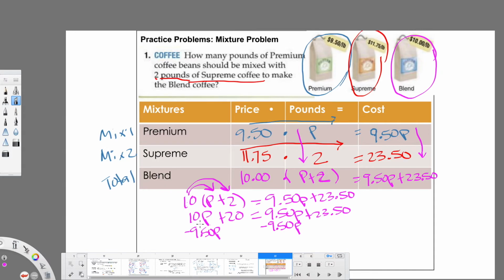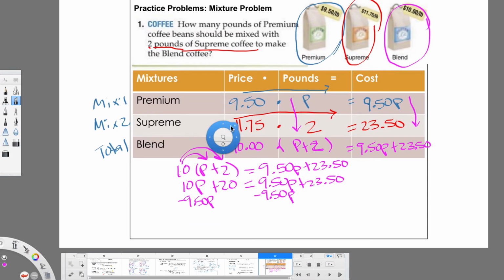I like positive numbers. Could you have subtracted 10p from both sides? Sure. You would just end up with a negative number. It's not really going to change the problem because it would end up evening itself out. Like that. All right, so $10 minus $9.50. I can do that one pretty easily in my head. That's 50 cents left over.